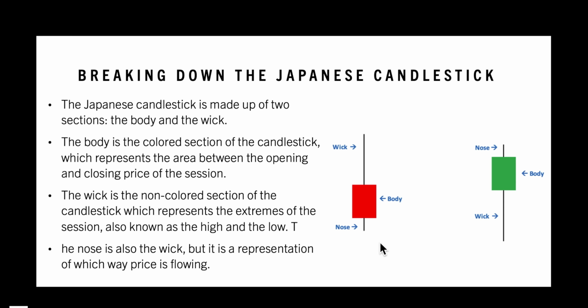Of two sections, the body and the wick. So here you have the body, and this long black line is the wick. I like to call this the nose because this is the beginning. All right. And this is a bearish move.